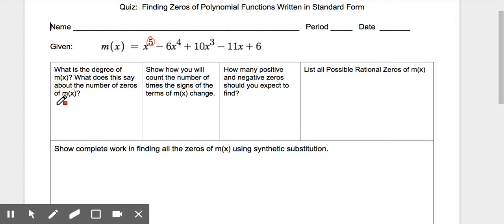So we say that the degree is 5, and what does it say about the number of zeros? We know that there should be 5 zeros.